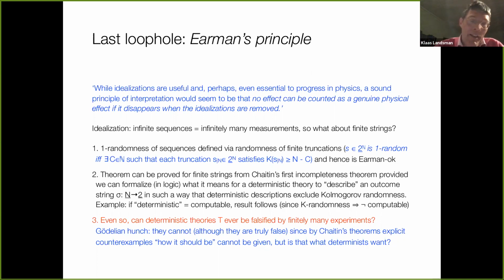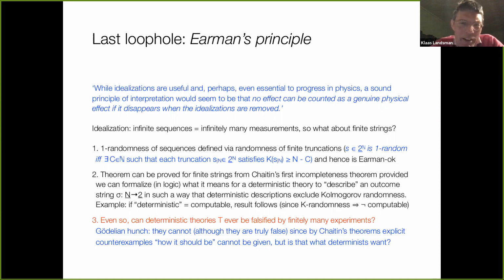In my case, the argument quite heavily relies on the idealization of infinite sequences of measurements. To counter this threat and to satisfy Earman's principle, there should be a similar argument that works for finite strings. Again, the mathematics works for infinite sequences in my case, and for finite strings, the argument becomes more vulnerable.